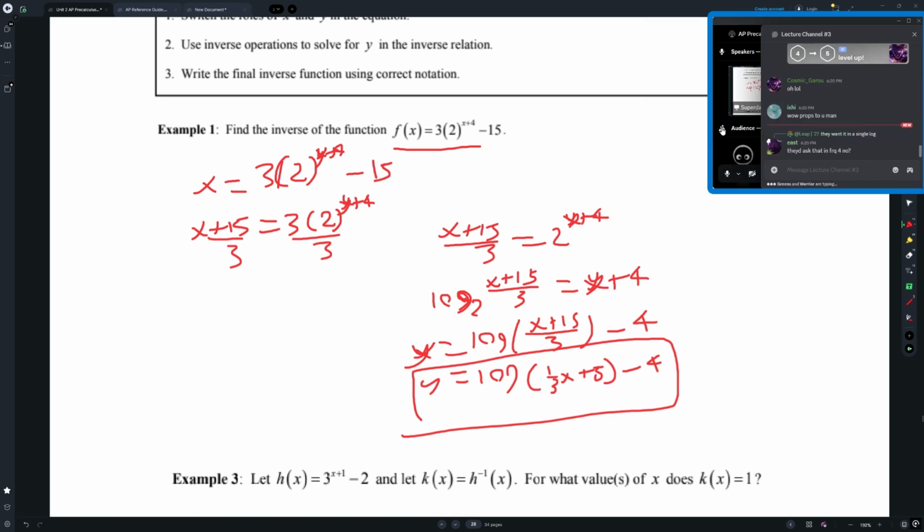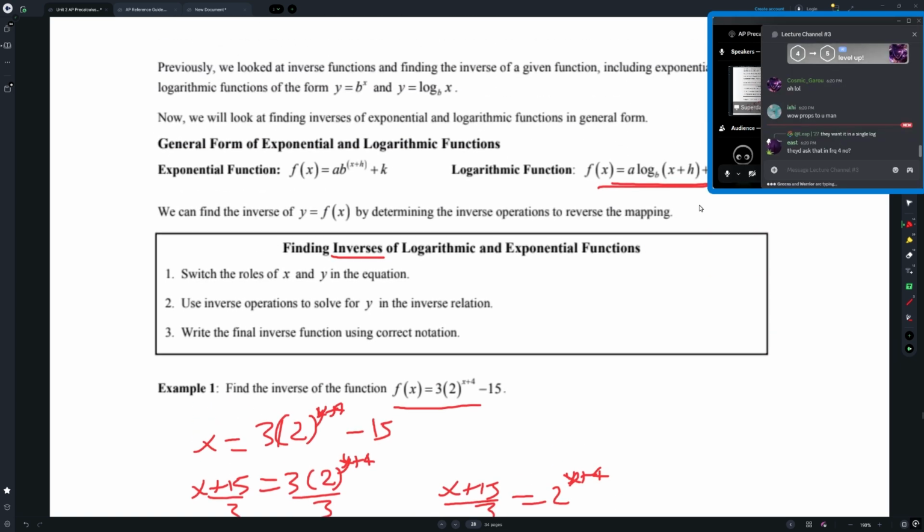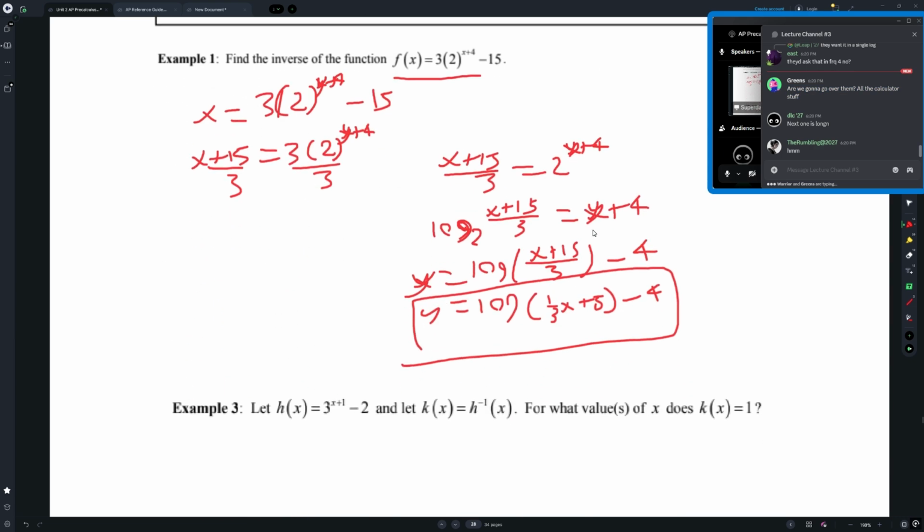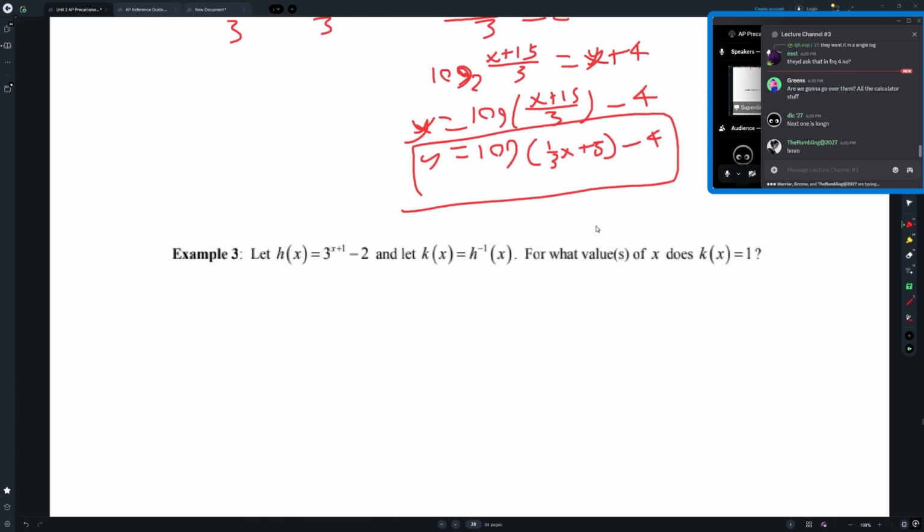If they ask in FRQ 4, they would want it in this form, just one log. We're going to go over all the calculator stuff tomorrow, because I have a full calculator Q&A, so we'll go over some general stuff if anybody asks. Alright, now try solving this one.